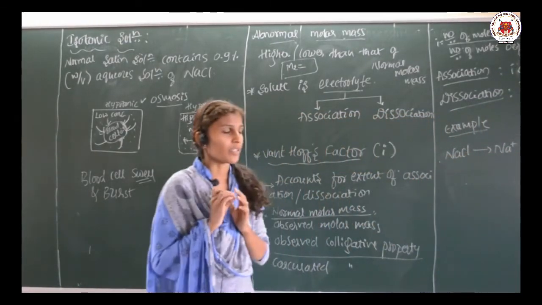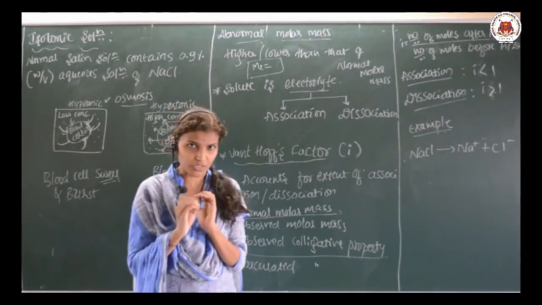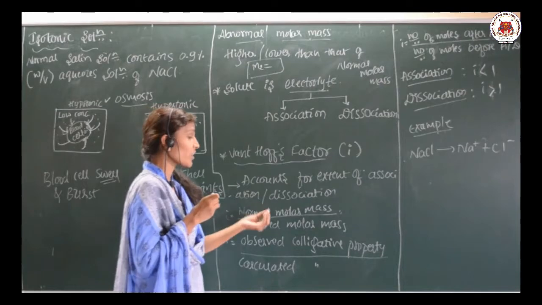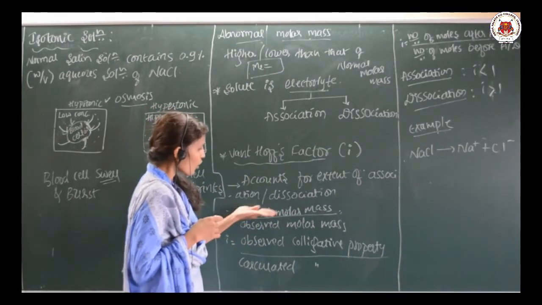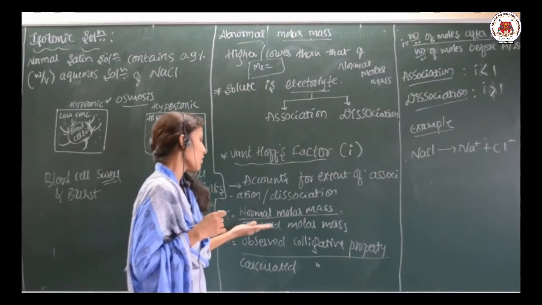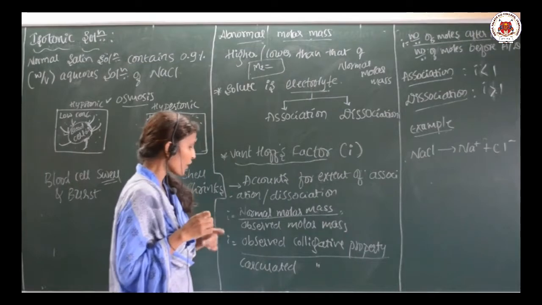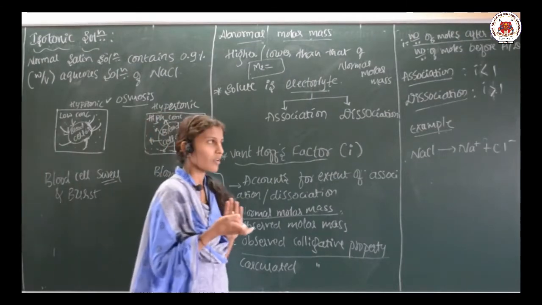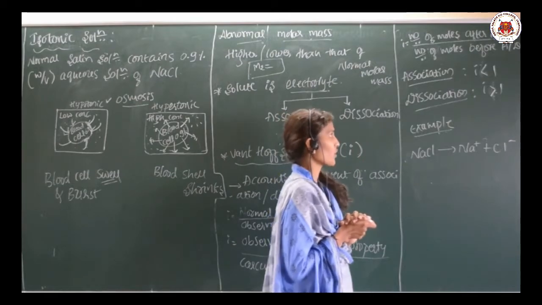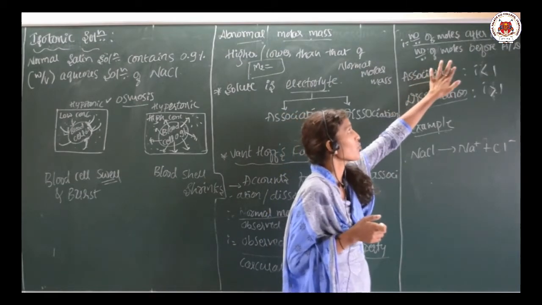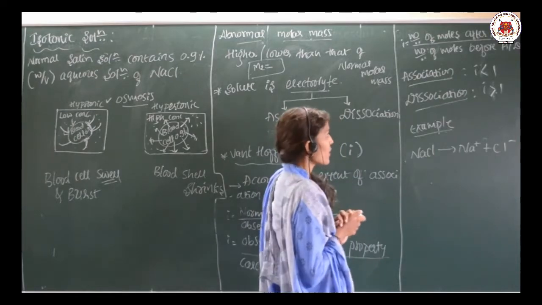So, Van't Hoff factor accounts for the extent of association or dissociation, and Van't Hoff factor is a ratio. Either you can write anything. It is the ratio of the normal molar mass to the observed molar mass, or observed colligative property to the calculated colligative property, or else number of moles after association or dissociation divided by number of moles before association or dissociation. Let us go for one more.